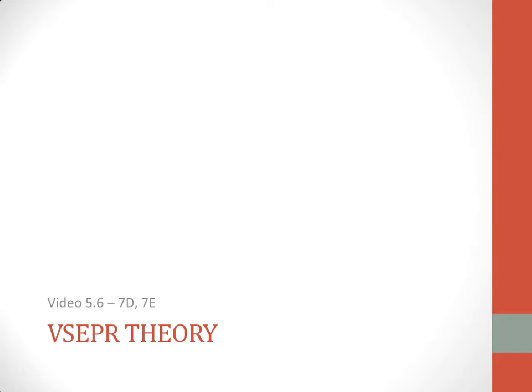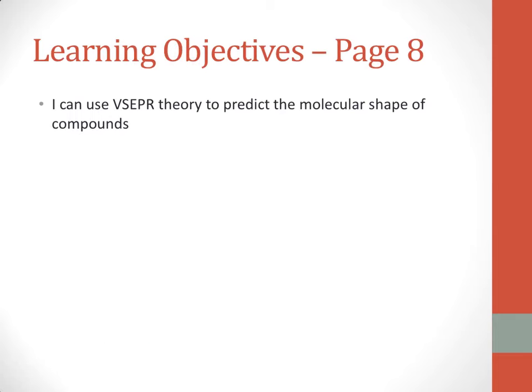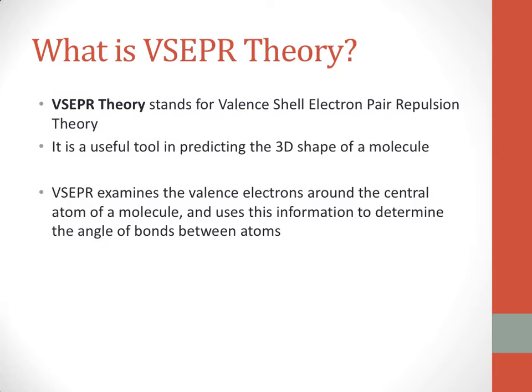In this video, we'll be looking at what is called VSEPR Theory. Your learning objective for this, you should be able to use VSEPR Theory to predict the molecular shape of compounds, and that's going to go on page 8. VSEPR Theory stands for Valence Shell Electron Pair Repulsion Theory.